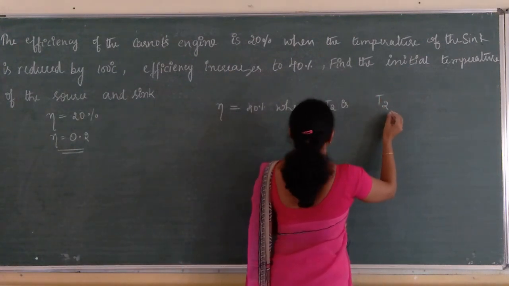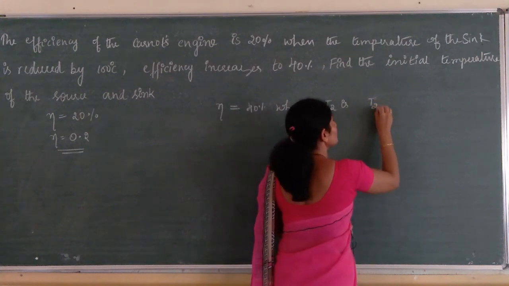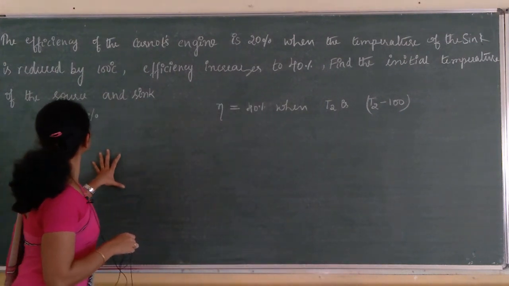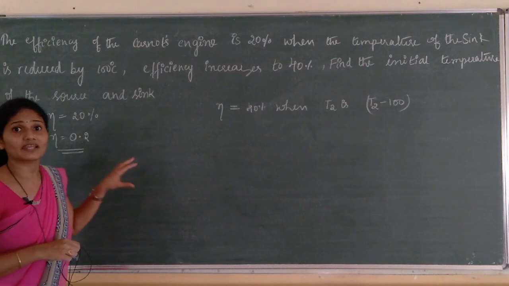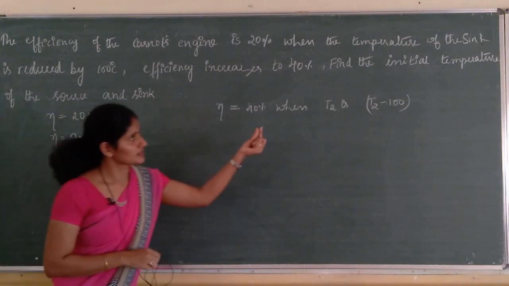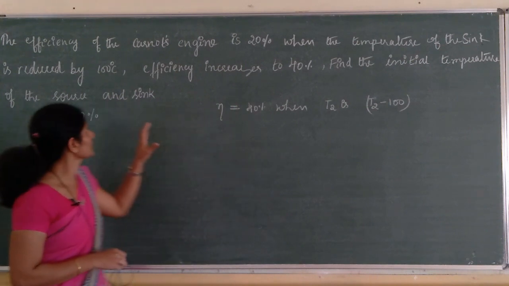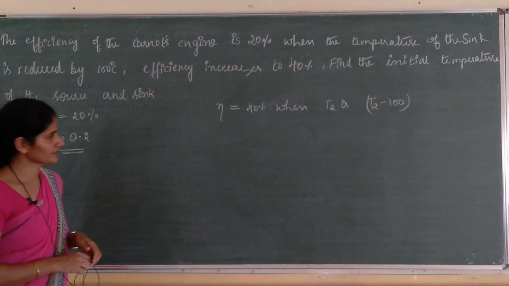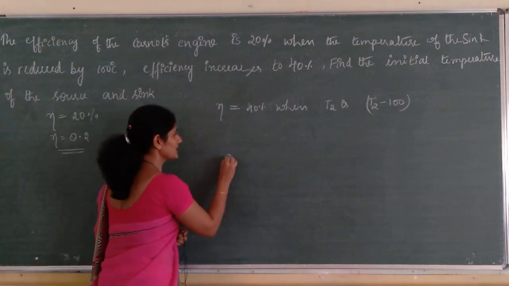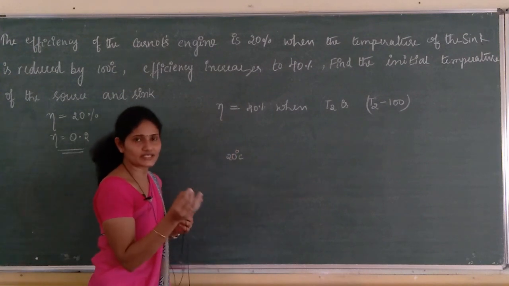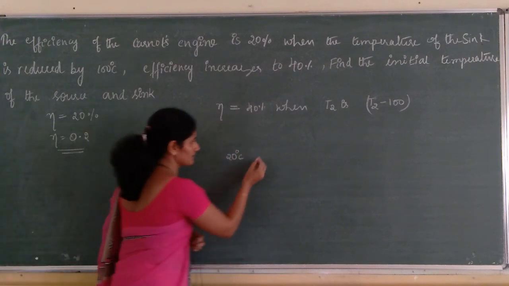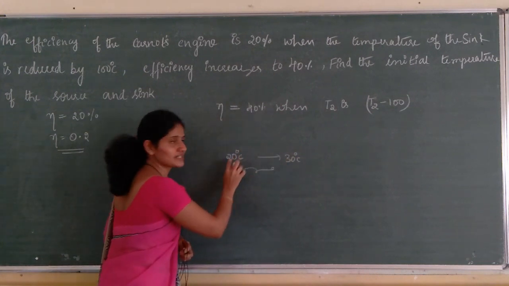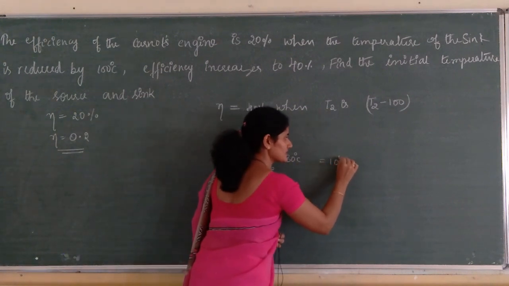So, T2 minus 100. Decreasing or reducing the temperature by 100 degrees Celsius, that is T2 minus 100. Okay. Now here you may have a doubt, do we need to convert this to Kelvin? The difference is the same, isn't it? Now look, 20 degree Celsius, we are increasing the temperature from 20 to 30. Difference is 30 minus 20 is equal to 10 degree Celsius.